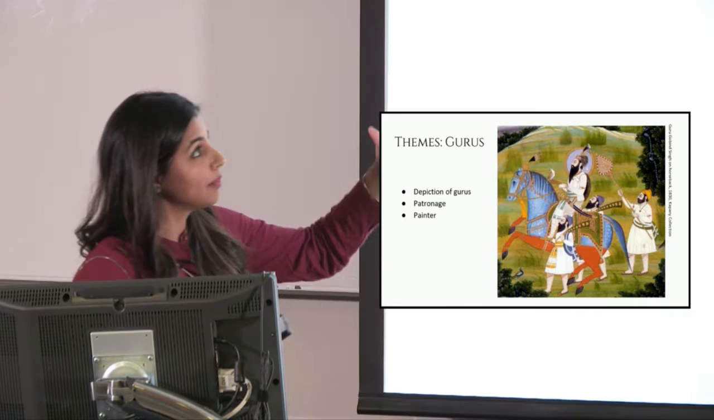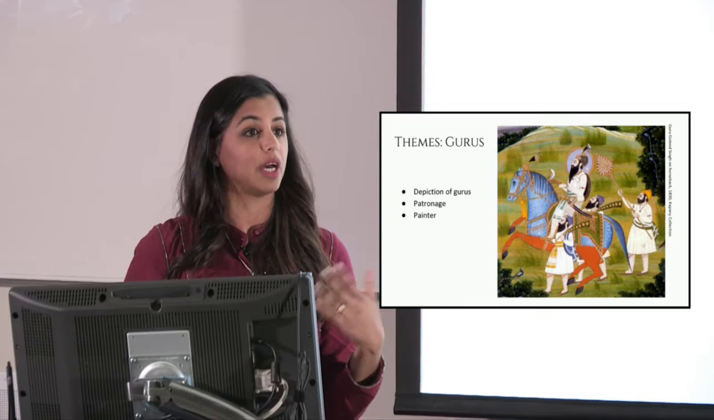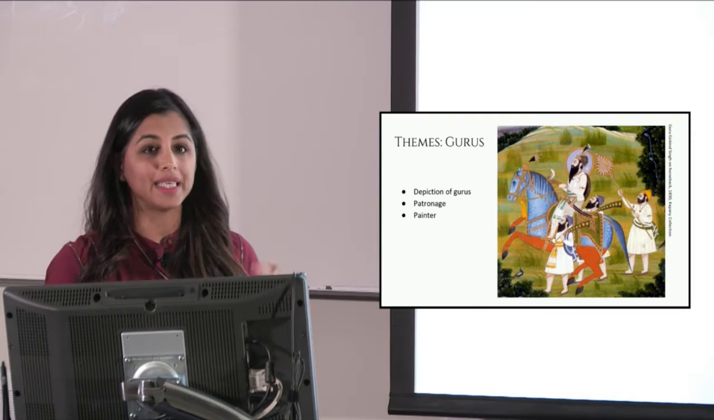So here you can see a miniature painting dating to about 1830 of Guru Gobind Singh Ji on horseback. What this portrait resembles is, you know, this princely equestrian portrait that was done of Mughal princes and of kings. But the gurus were painted in this way to show them as kings of kings.